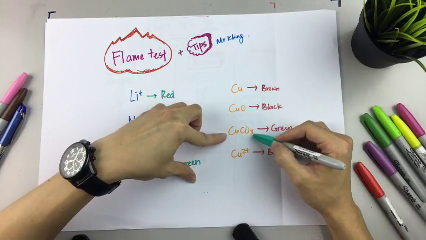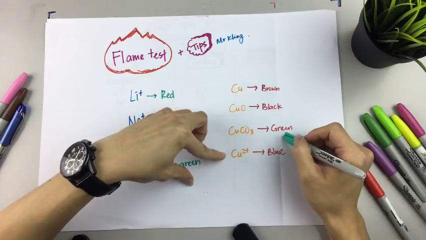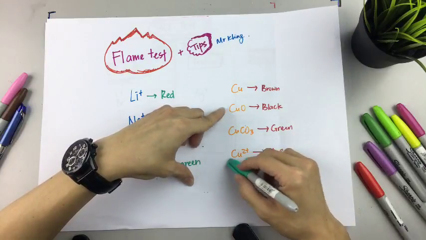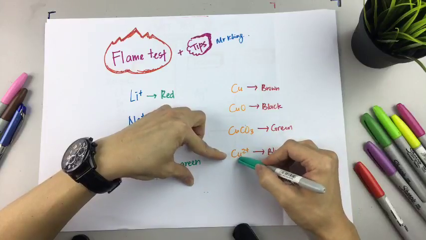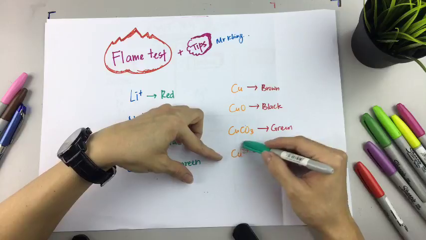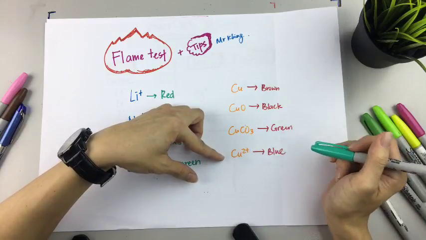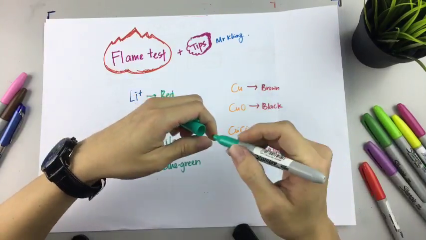Copper carbonate is green in color. Cu2+ means aqueous. When copper is in aqueous form, for example in solutions that contain copper ions, they are always blue in color. One more important tip.